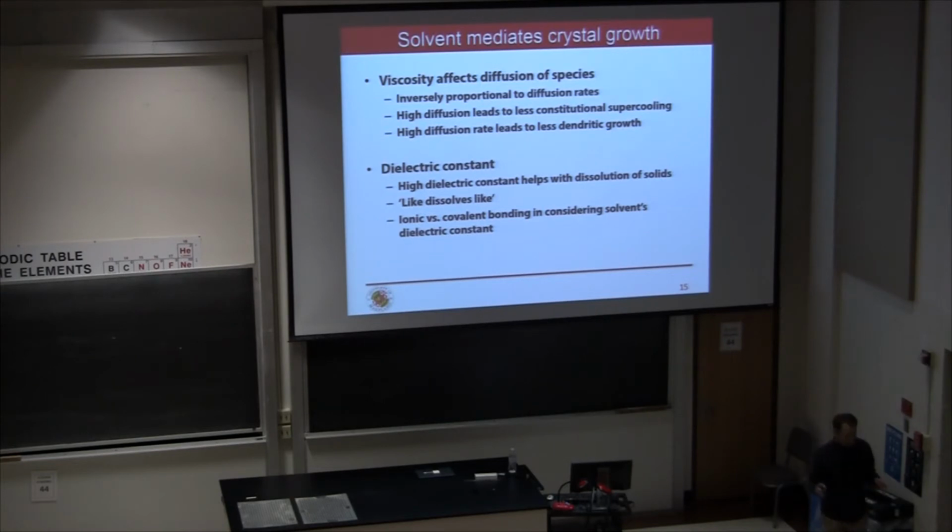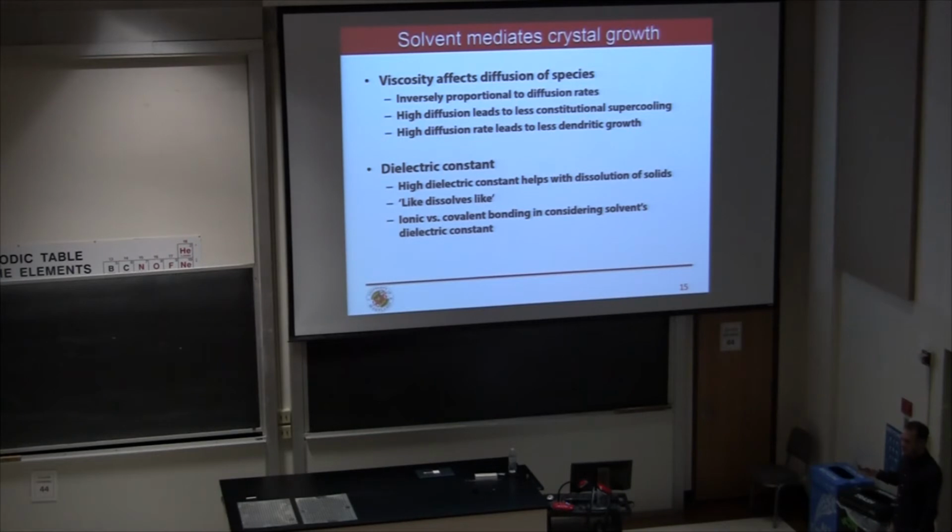So in the hydrothermal synthesis, what mediates your crystal growth is the solvent itself. The viscosity affects the diffusion. You can think about water versus maple syrup. Maple syrup is much more viscous. If you think about how solute molecules might flow through maple syrup versus water, they would flow much slower, which affects your crystal growth.